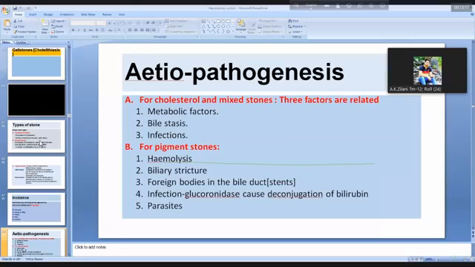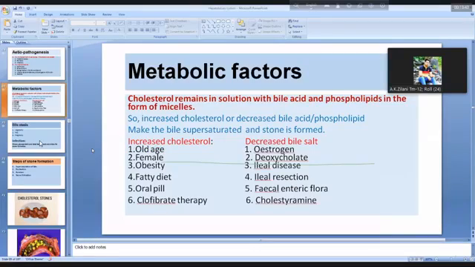So I already tried to mention that in the bile, cholesterol is lipid soluble but water insoluble. So it cannot remain in solution in bile without the presence of bile acid and phospholipid.